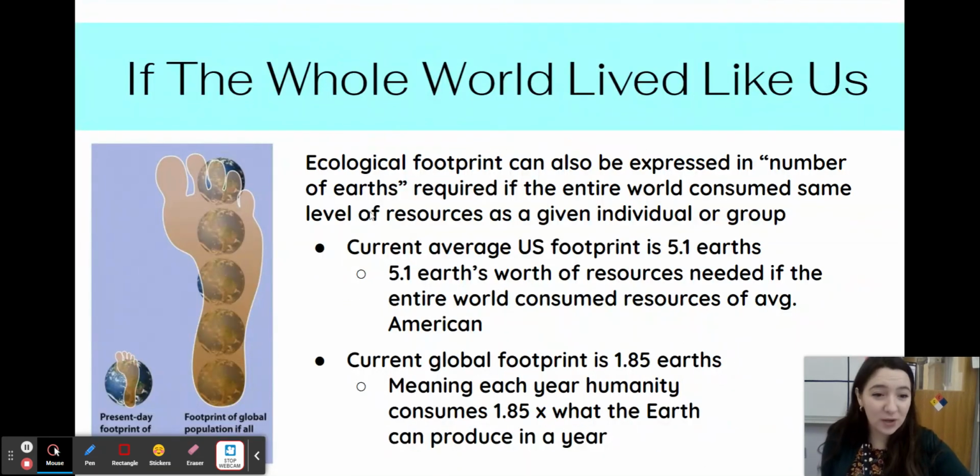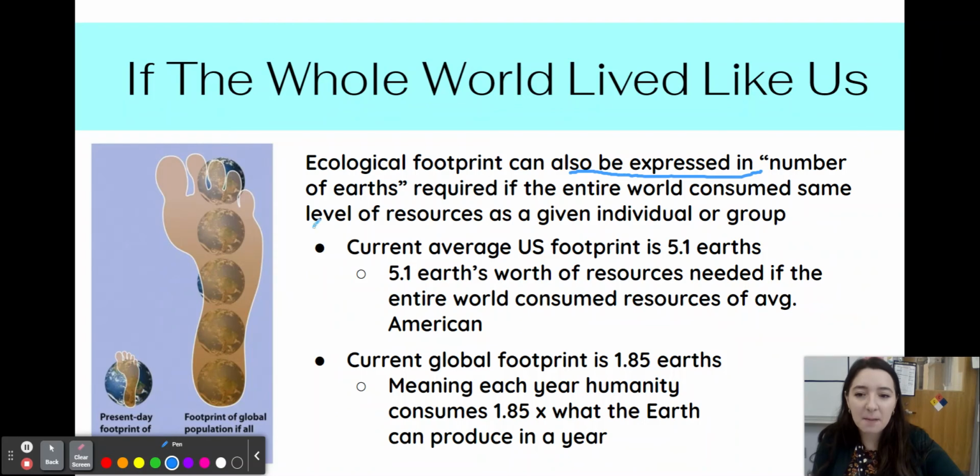Okay. One more slide. Quick topic, rather: if the whole world lived like us. Ecological footprints can also be expressed in number of Earths required if the entire world consumed the same level of resources as a given individual or group. The current average US footprint is 5.1 Earths, which means that if every single individual lived like the average American, we would need 5.1 Earths to sustain that American lifestyle.